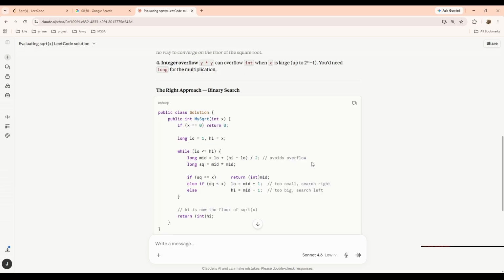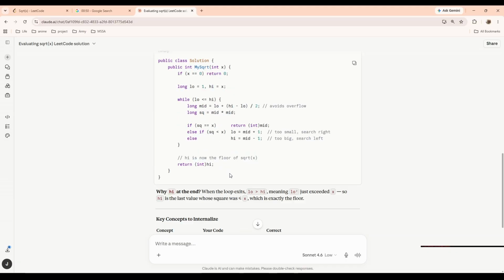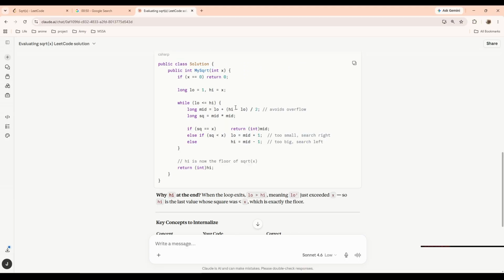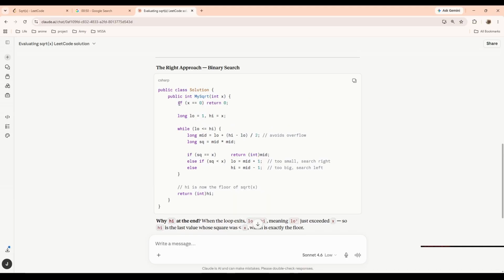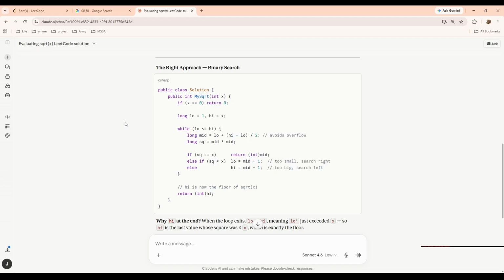Okay, so when there is a binary search, we need the low and the high. Avoids overflow. Y high at the end. When the loop exits, low is greater than high, meaning low squared just exceeded x. So high is the last value whose square was less than or equal to x, which is exactly the floor. Looking at the answer key, we took care of the edge case, and the binary search algorithm is something I'll just have to get used to and memorize.